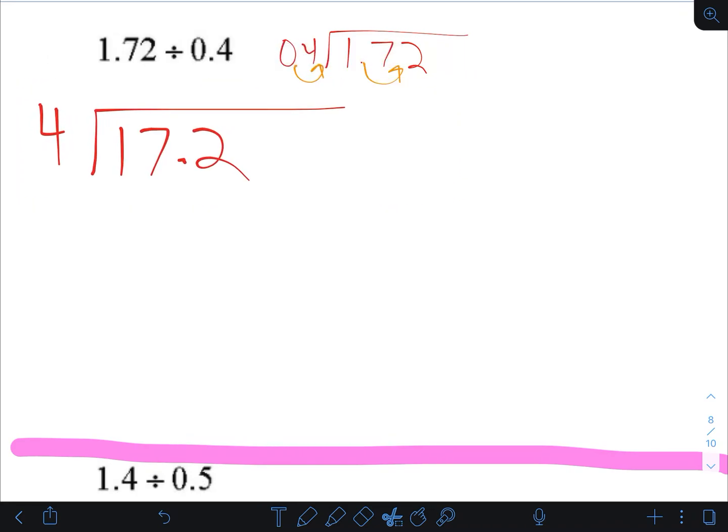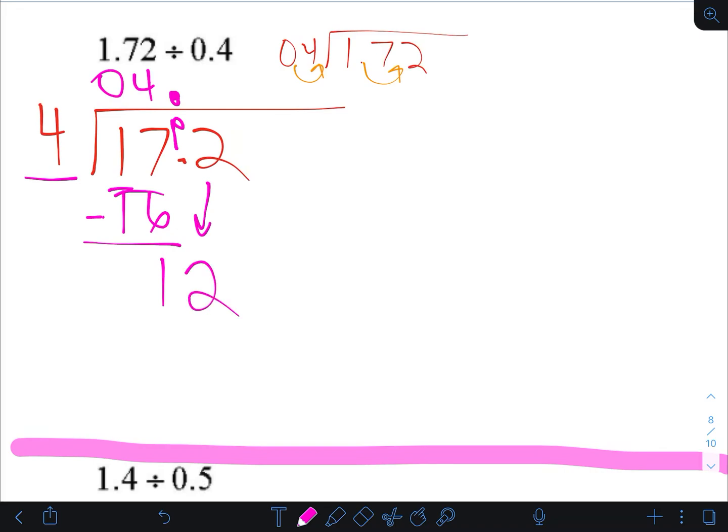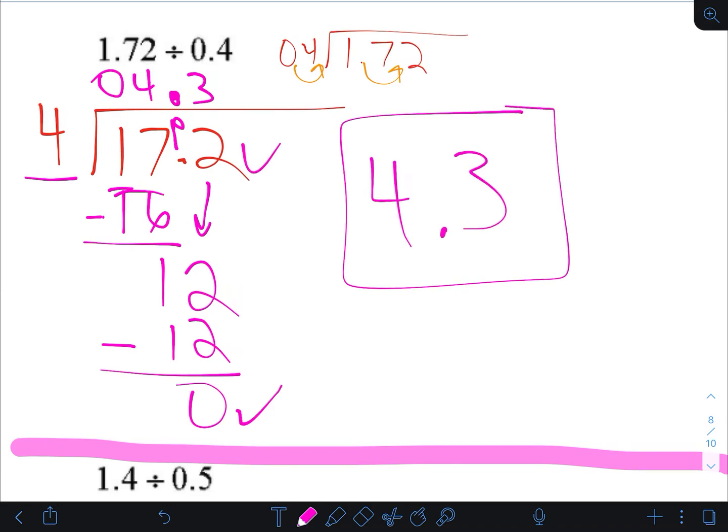That's better. So does 4 go into 1? It does not. Does it go into 17? It does, 4 times. 4 times 4 is 16. I subtract, I get 1. Ooh, now I need to get that 2, but I have a decimal point I need to remember to bring up. You got to line up your numbers. Bring down your 2. Does 4 go into 12? It does, 3 times. 3 times 4 is 12. Subtract it, you get 0. You have a 0, no more numbers. The answer is 4.3. Not too shabby. Okay, there you go.